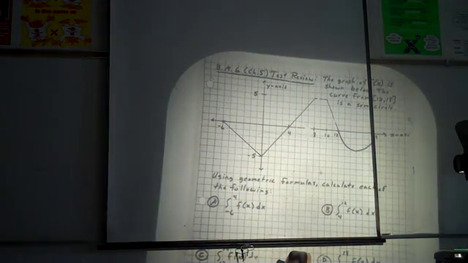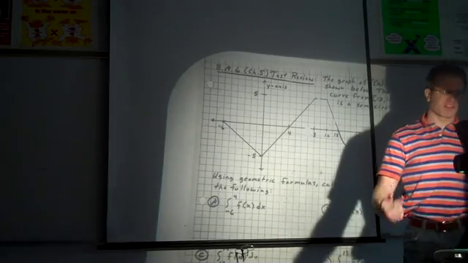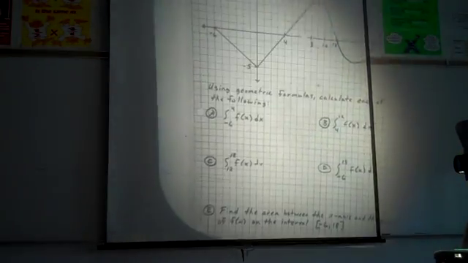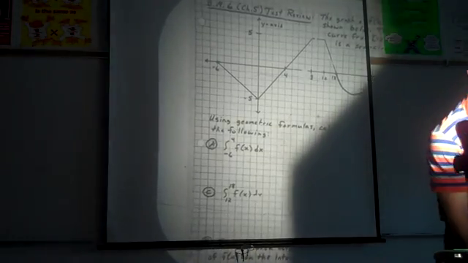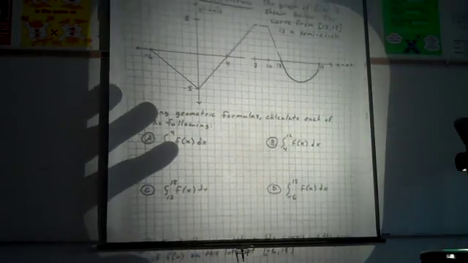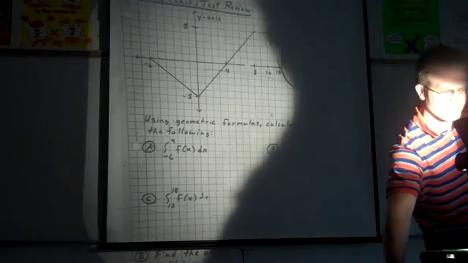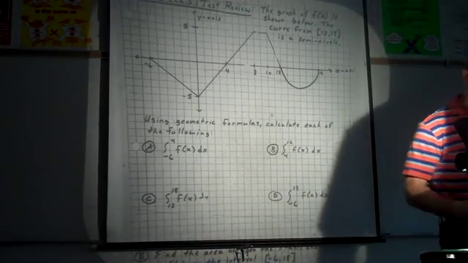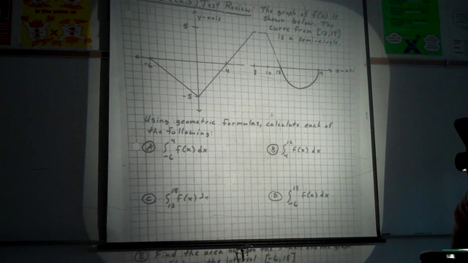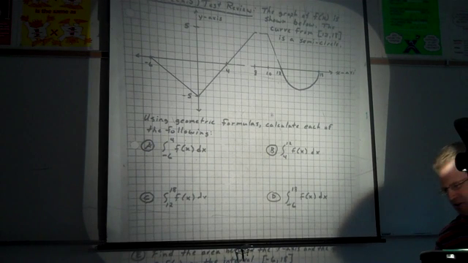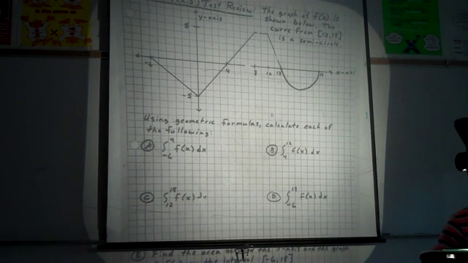Very good. Okay, this is review for the benchmark 6, which is actually the chapter 5 test. It's about evaluating integrals and finding area between a graph or a curve and the x-axis using geometric formulas. So, the graph of f of x is shown below. The curve from 12 to 18 is a semicircle. Using geometric formulas, calculate each of the following.